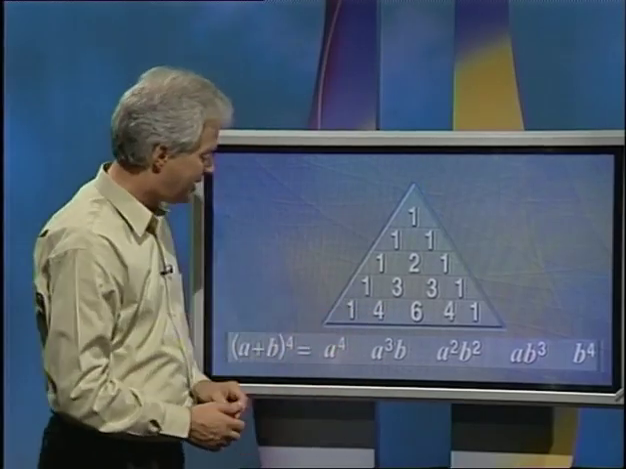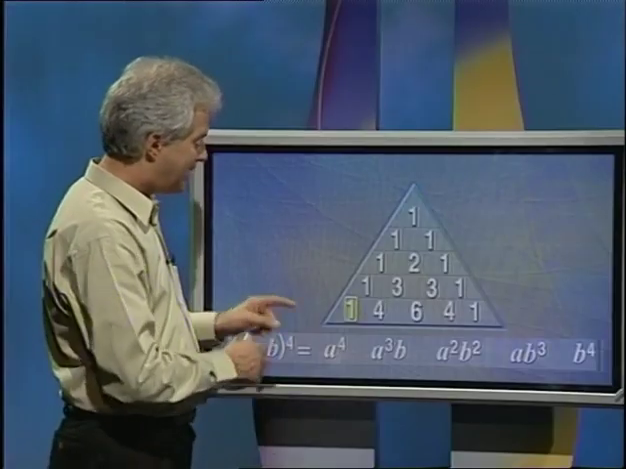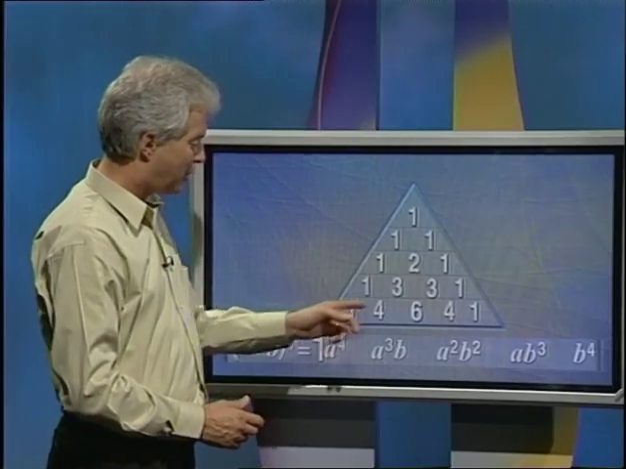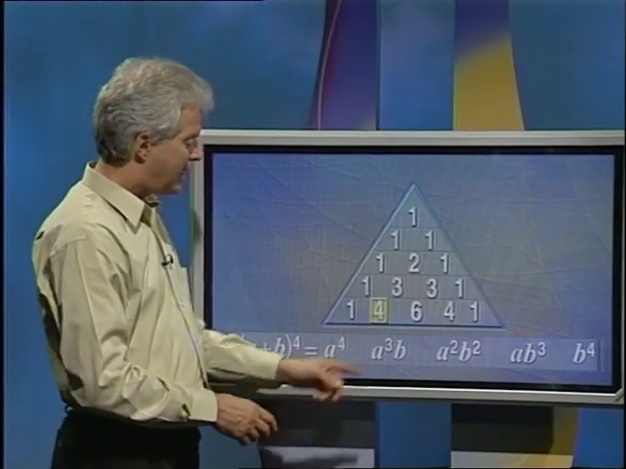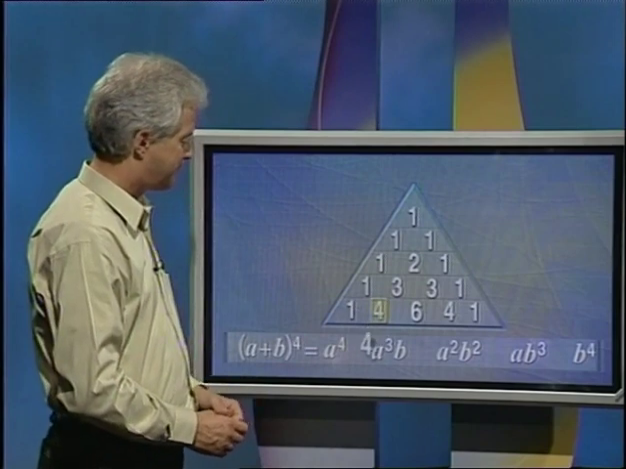This 1 here represents the 1 a to the fourth. And going along the row, the 4 would give us the 4a³b.